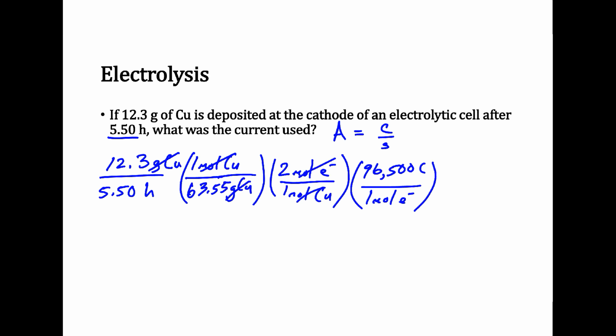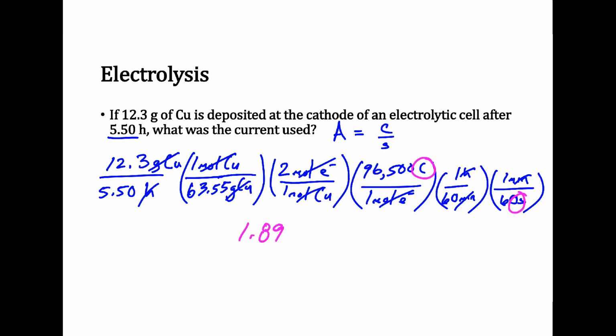So now we have coulombs, so now we need to get our hours to seconds. So we know that in every 1 hour there are 60 minutes. In every 1 minute there are 60 seconds. So hours cancel, minutes cancel. And our resulting units would be coulombs per second, which would tell us the current. So our current needs to be 1.89 amps. And that does it for electrolysis.